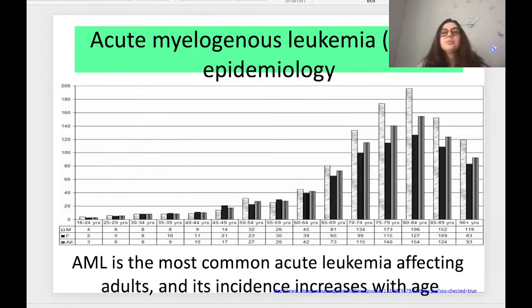Epidemiology. Acute myelogenous leukemia is the most common acute leukemia affecting adults, and its incidence increases with age. On this scheme, you see that aged people much more often suffer from this disorder than younger people.